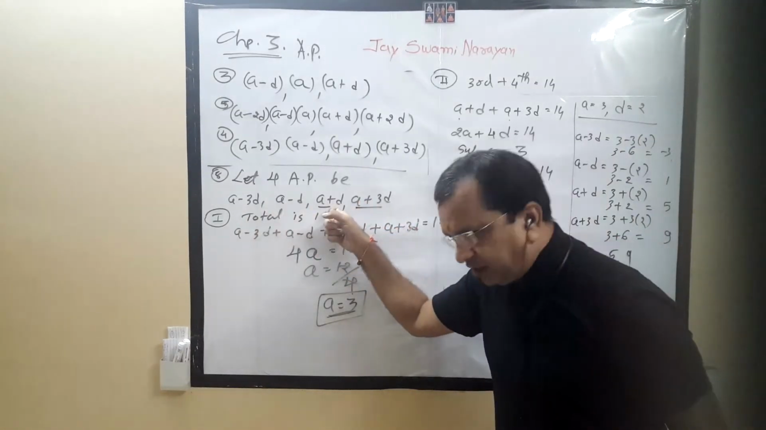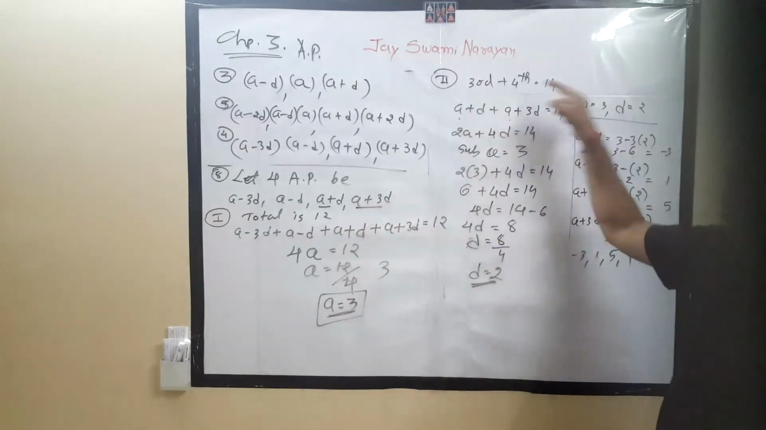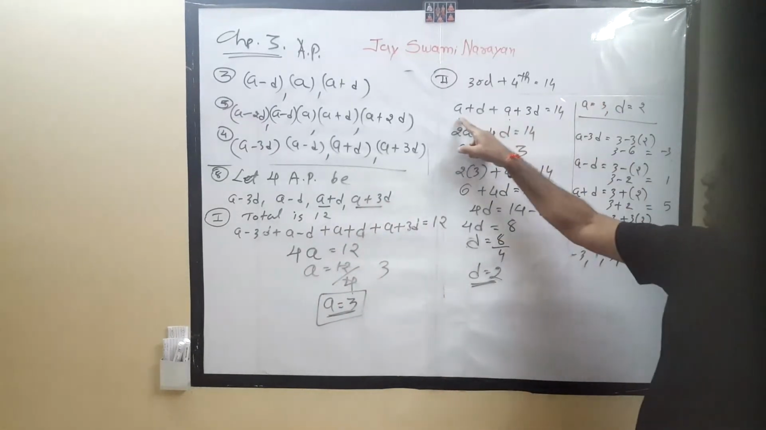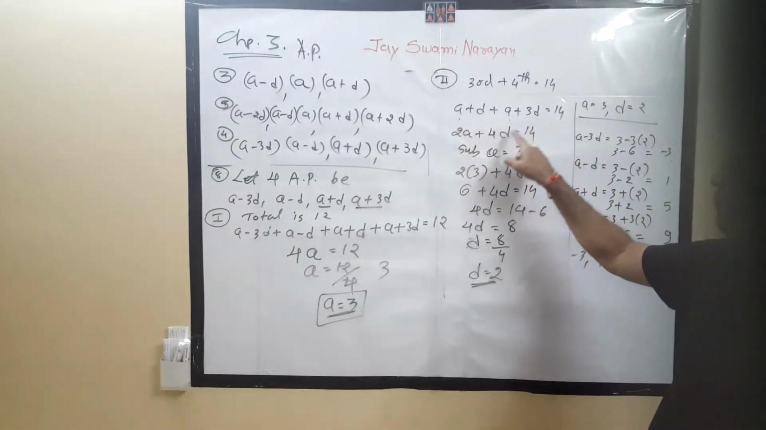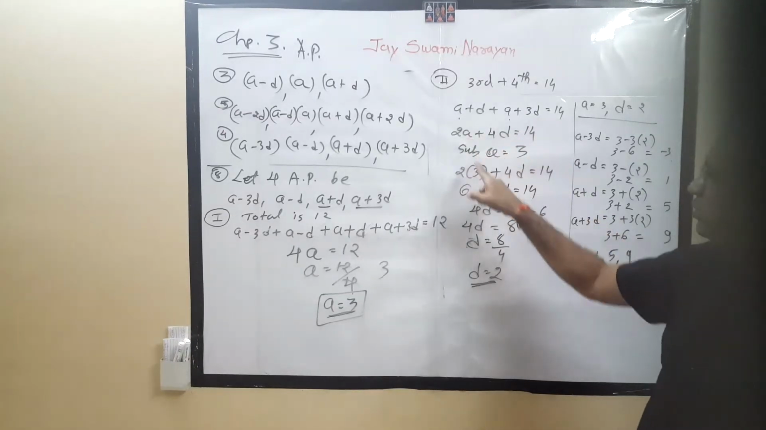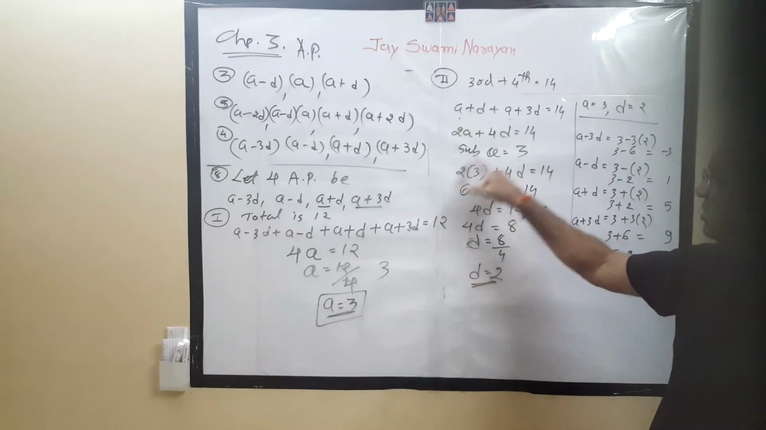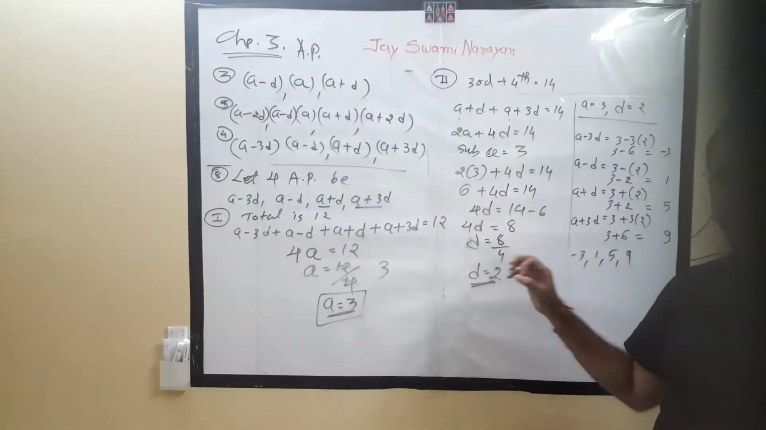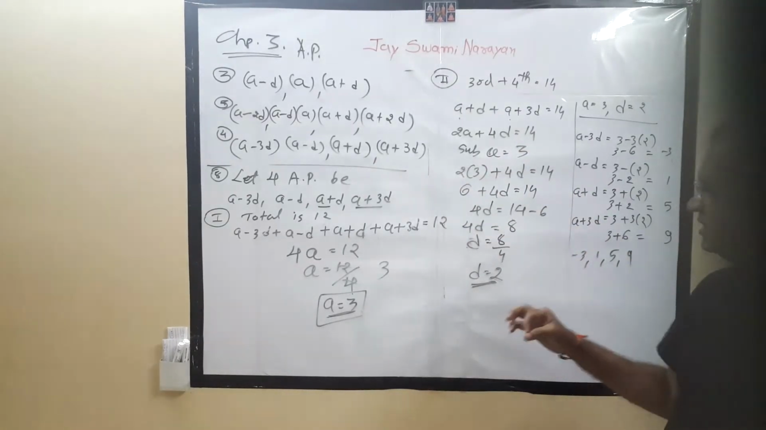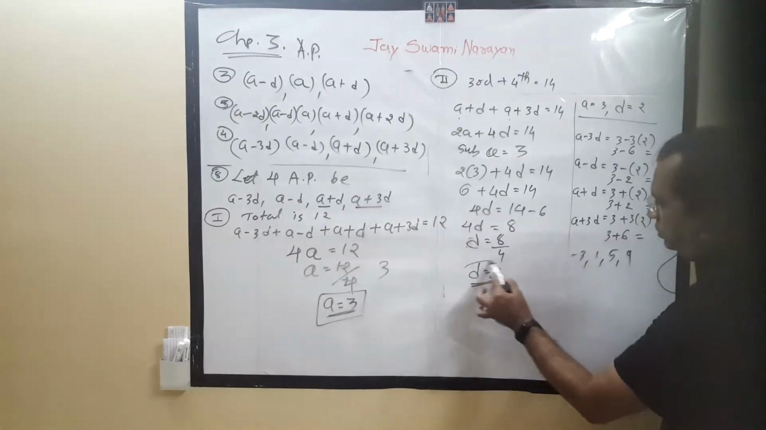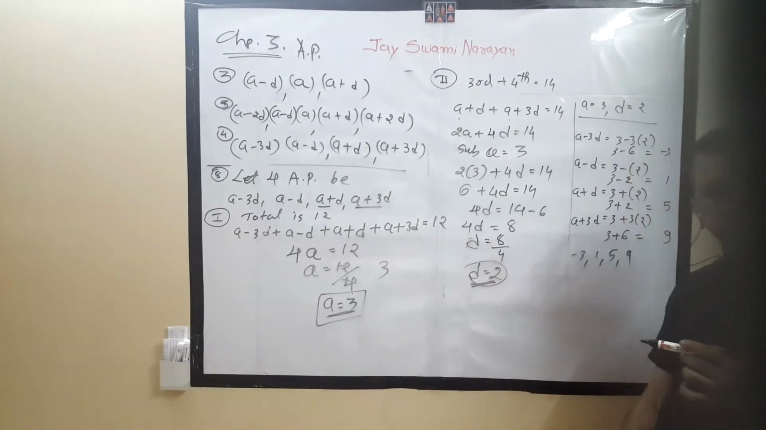Now condition number 2, they have given the third number and fourth number. First, second, third number and fourth number, that is 14. A plus a, 2a, d plus 3d, 4d, 14. 2 into a, 2 into 3, plus 4d is 14. 6 subtract, 4d is equal to 8. So d is equal to 2. So we got two answers, this and this.